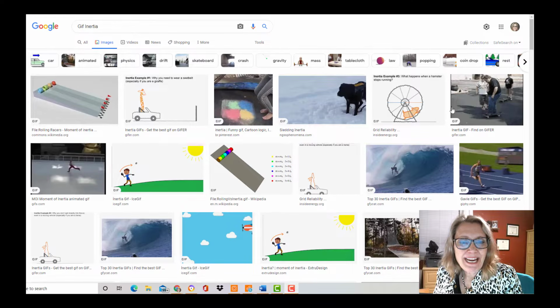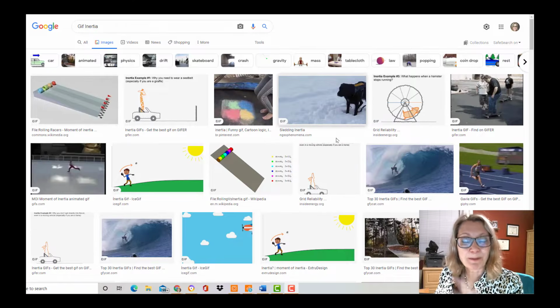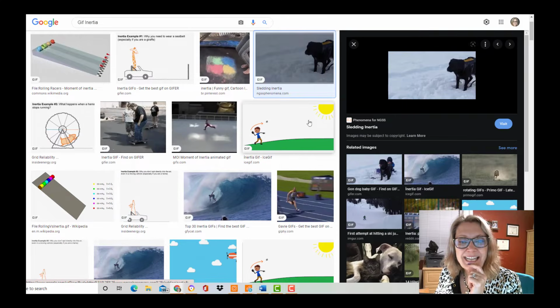Hey everybody. So today I was just looking through some GIFs on the computer and I wanted to share some of them with you because they're really quite funny. So anyways, there's a purpose to these GIFs. They go with the lesson, but take a look at this picture right here.